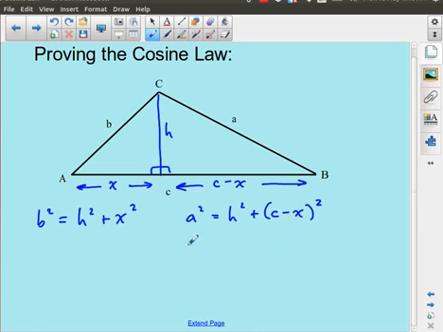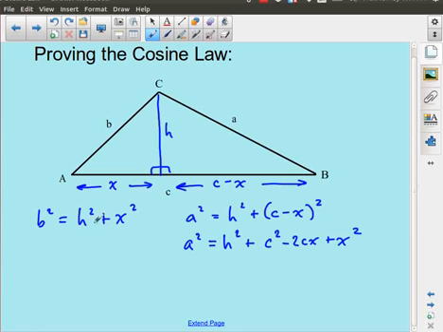Okay, so then I go ahead and try to make a relationship with this. Well, let's expand this one out. A squared equals h squared plus, and this becomes c squared minus 2cx plus x squared. And then in this one, I've just got h squared plus x squared.